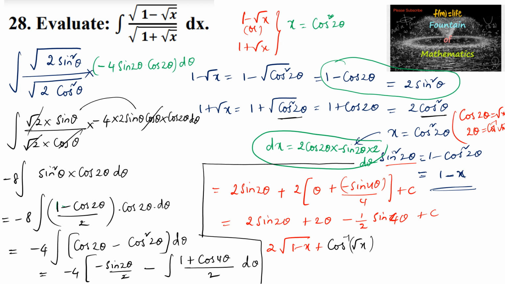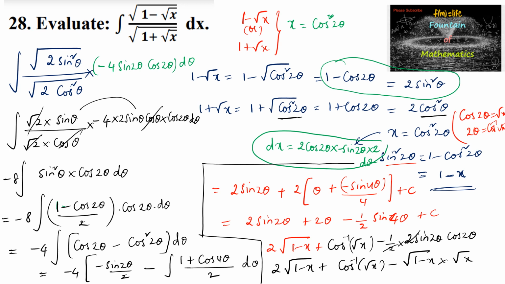Minus 1 by 2 sine 4 theta, that is 2 sine 2 theta into cos 2 theta. So we can write 2 times root of 1 minus x plus cos inverse of root x minus sine 2 theta is equal to root of 1 minus x, and cos 2 theta is root x. So 2 root of 1 minus x plus cos inverse root x minus root of 1 minus x into root x plus c is the answer.